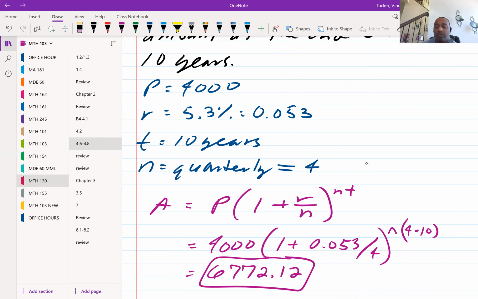So like I said, you don't want to put yourself in a position in which you're trying to raise something to the 40th power, because you will be there for a while. But once you plug all of that in your calculator, you get 6,772 and 12 cents.